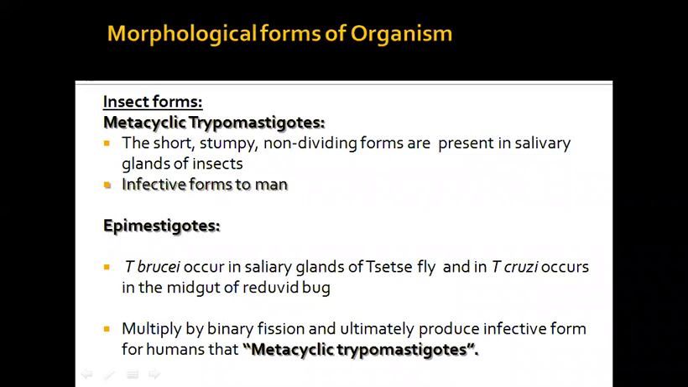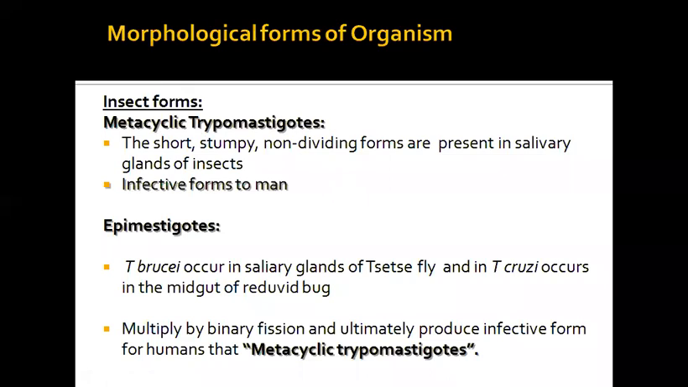In the insects, another form called the metacyclic trypomastigotes is seen. These are short and stumpy forms. These are non-dividing and are present in the salivary glands of the insects. These forms are the infective forms to humans.